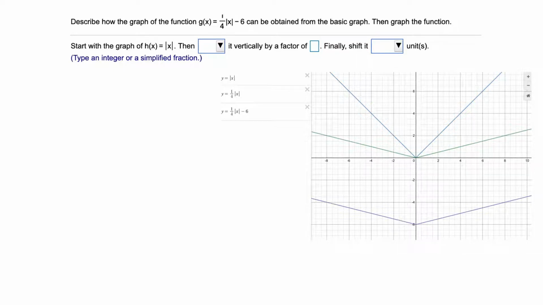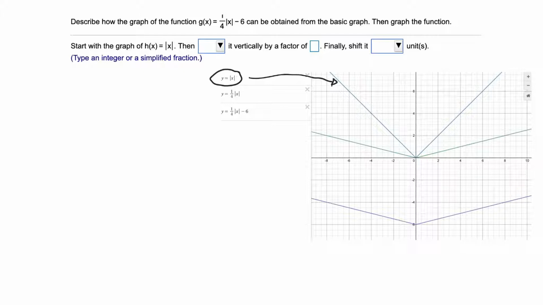All right, here's a good transformation type question. So again, with any of these, you want to compare the changes from the base function. So this is the base function, y equals absolute value x, and it's the blue one. So that's what the graph of that one looks like.